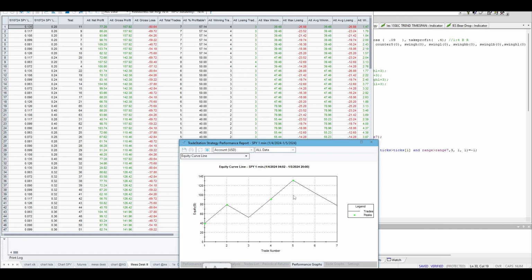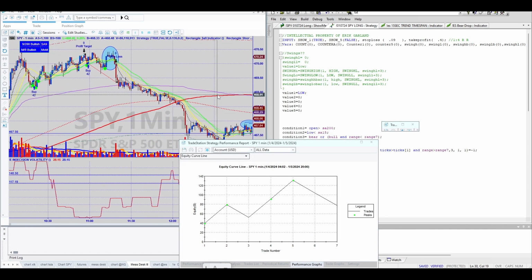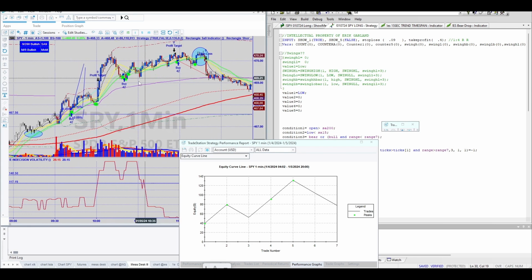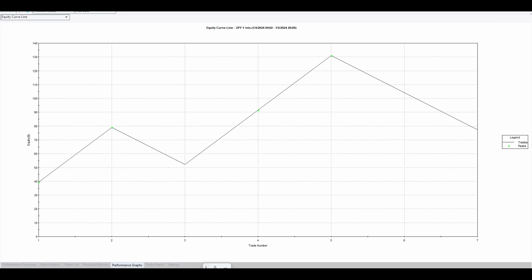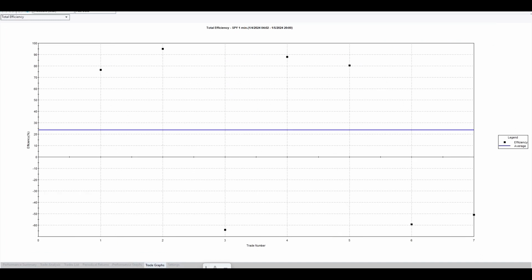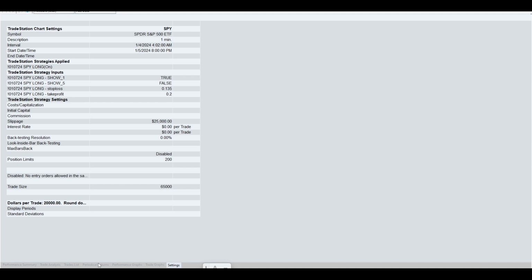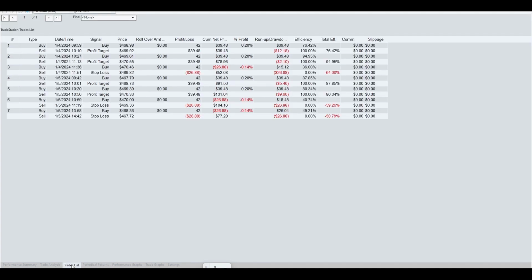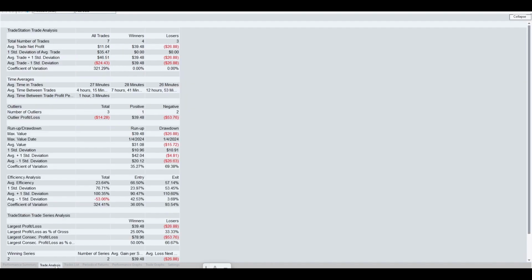Okay, so now we have a 57% win rate. It took about 7 trades, and it had a profit factor of 4. So a profit factor of 4 just shows that for every risk of 1, you have a reward of 4. Okay, a profit factor of 4, not bad. 57% win rate, not terrible. 0.3% gain. I think that was based on like a $25,000 account, taking trades worth $20,000. I forget what it was, but you see the trades that it took there.